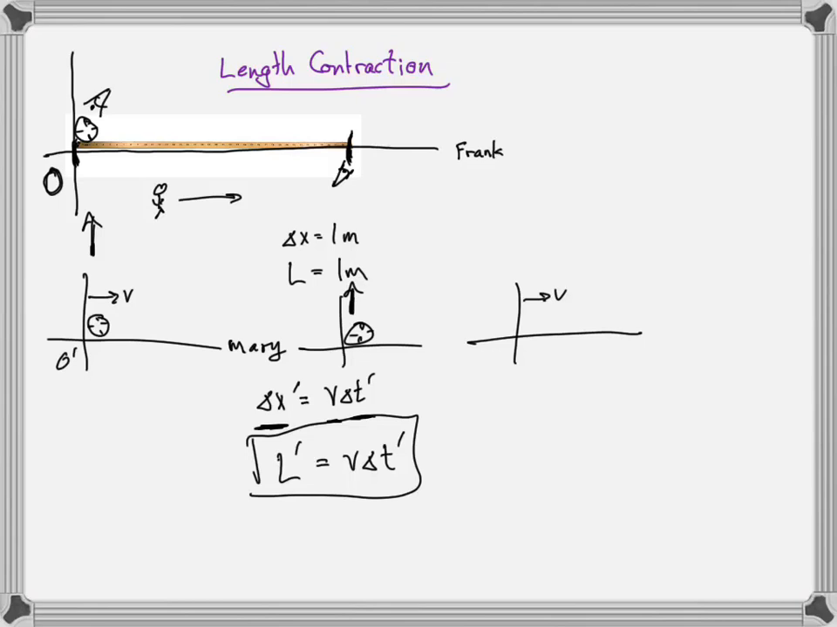Okay, so now if you believe what we're saying, and you should, then this is the proper time. But how far would I say Mary has moved? Mary says that the meter stick has moved L prime relative to her. So Frank says that Mary has moved from one end of the meter stick to the other end of the meter stick, and she's moved at V in a time delta t. And Frank is the one who says the meter stick is 1 meter long.